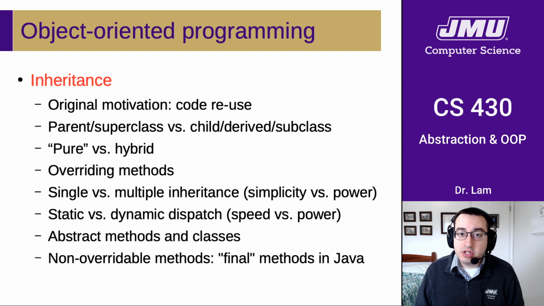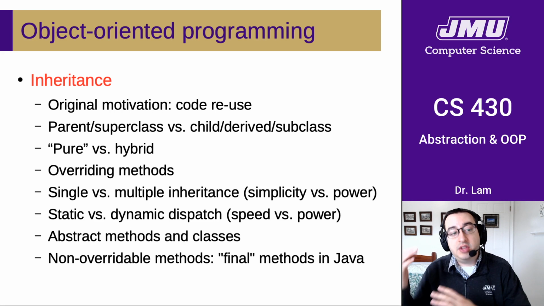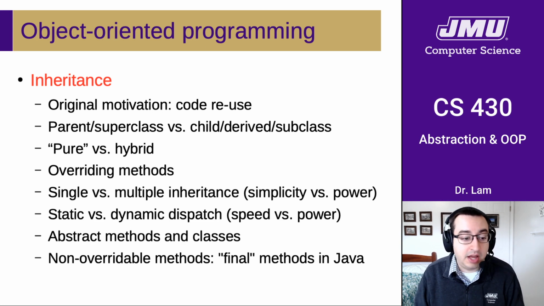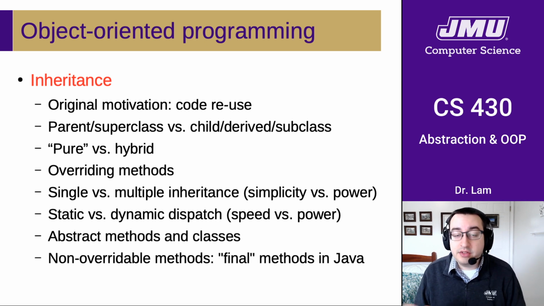So the original motivation for this is code reuse, being able to take a parent or a superclass and extend it with new functionality while still being able to use the old functionality by creating a child or a derived or a subclass of that class. In this class, we've talked about pure object-oriented languages versus languages like Java that allow you to have both objects and native data types. We've talked about how methods can be overridden. We'll talk in a little bit about single versus multiple inheritance and about how this illustrates a trade-off between simplicity and power in a programming language.